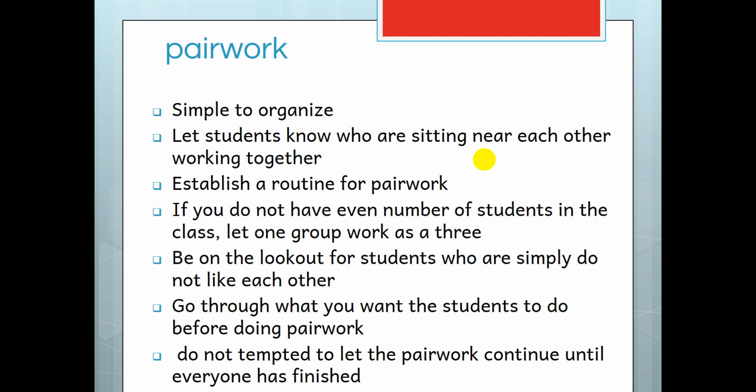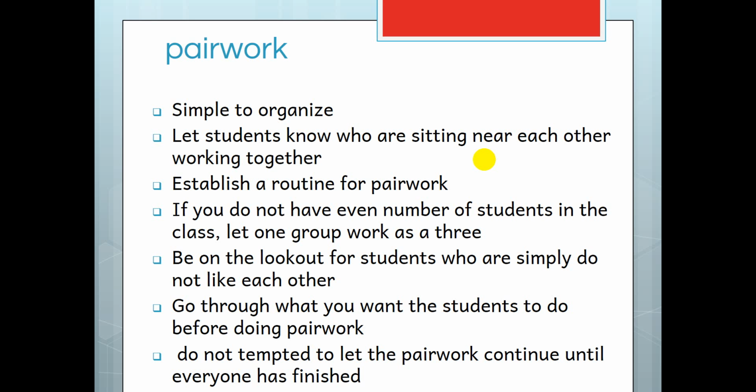What about if the number of the students is not even? Say there are three students who haven't got a group, so let them work in one group consisting of three students. In some situations, the teacher asks students to be in a group with the teacher, but it's burdening. Being in a group with a teacher is burdening for the student. So let them work as three. And the teacher should be on the lookout for students who simply do not like each other. Sometimes students do not like each other, but they are forced to be in one group. So pay attention to those pairs.